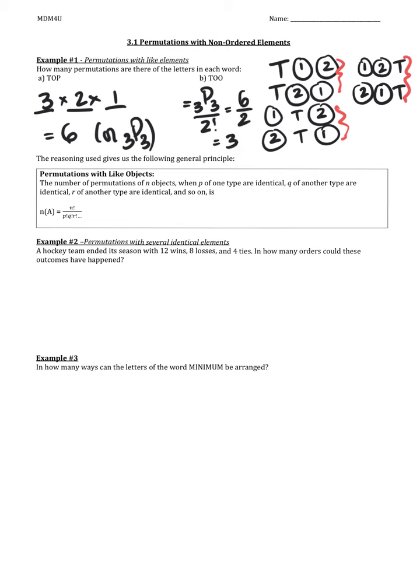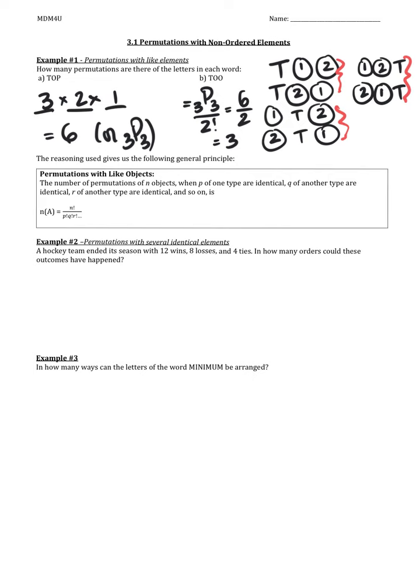So this brings us to our rule when we're dealing with permutations with like objects. The number of permutations of n objects when p of one type are identical, q of another type are identical, and r of another type are identical, and so on, is n factorial over p factorial times q factorial times r factorial, and so on.